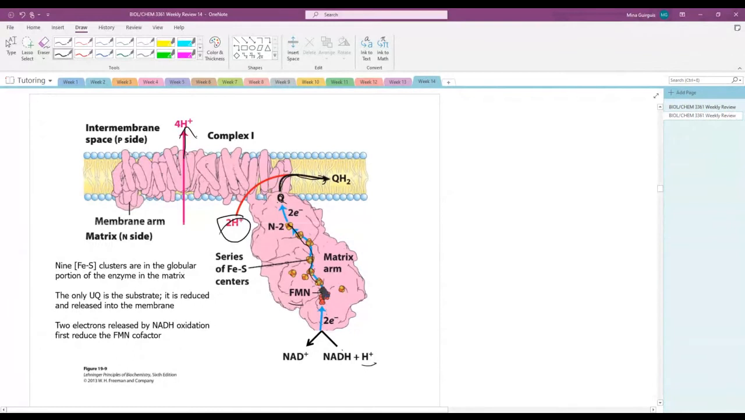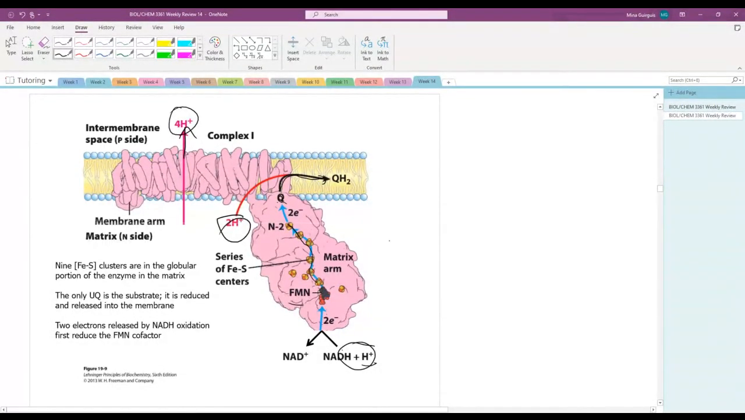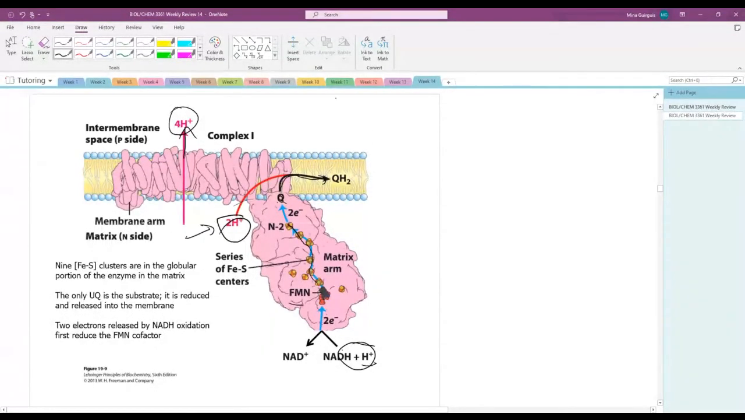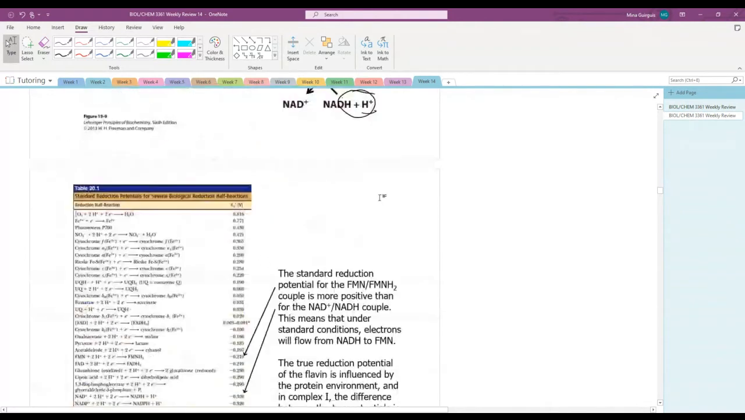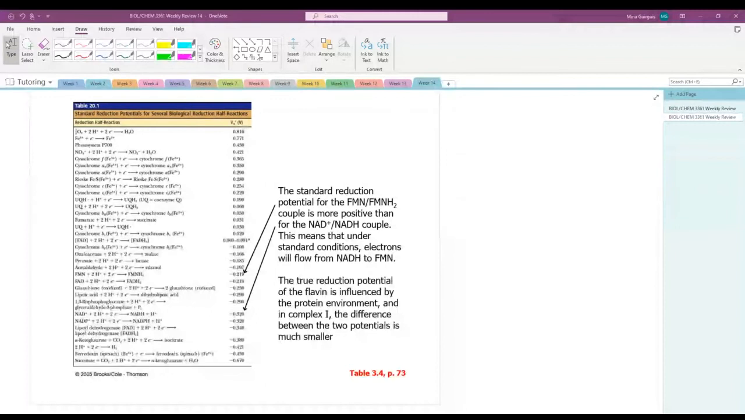This is something that confused me a lot when I first learned this, because I saw 2 protons over here and then 4 protons over here, and I was like, where are the other 2 coming from? The other 2 are coming from this step. The reduction of ubiquinone to ubiquinol needs 2 protons as well. So that's the gist of complex 1's reactions, or I should say transfers, because these are all electron transfers.